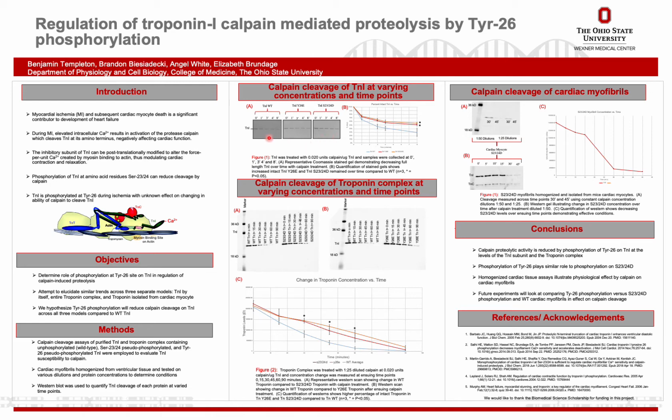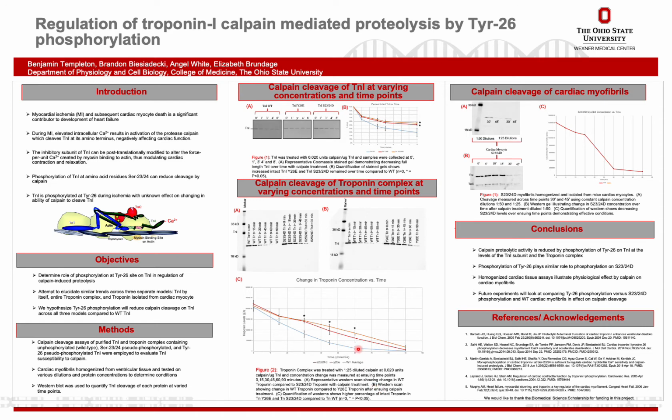In figure A, we have Coomassie stains showing the change in protein concentration after being exposed to calpain across each time point. And then we have a quantification image shown here in figure B, where we see wild type in blue has much higher levels of cutting across almost all time points compared to Y26E and S2324D, illustrating that the cleavage by calpain is being reduced using this phosphorylation.